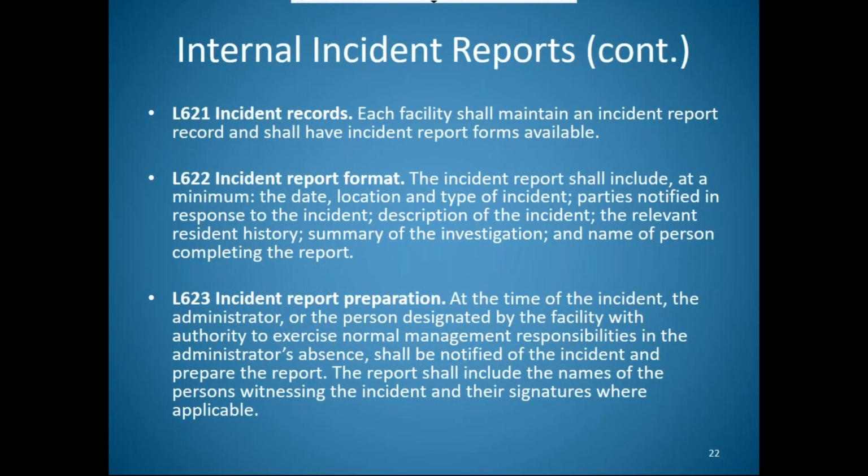This says at the time of the incident, the administrator or the person designated to be management in his place shall be notified of the incident, and they shall prepare the report. This doesn't mean that the resident falls today, but the report doesn't get written for 2 days. It means when they fall, as soon as that resident is taken care of, that incident report should be completed. It definitely should be completed by the end of the shift when that person leaves, whoever is responsible for it.